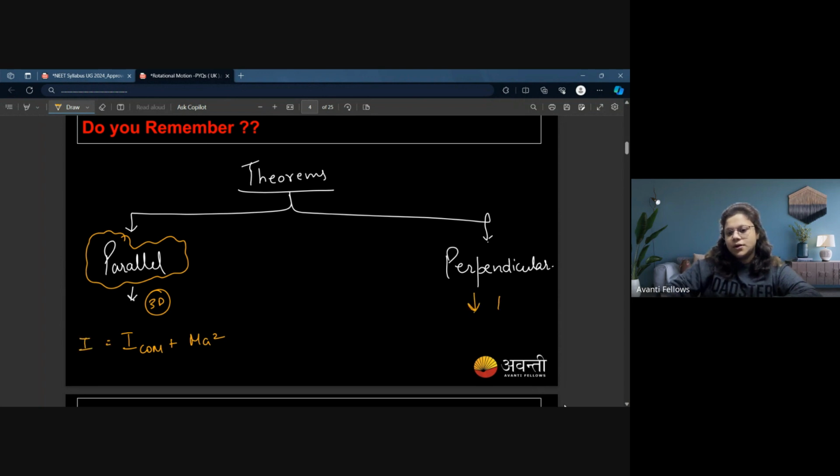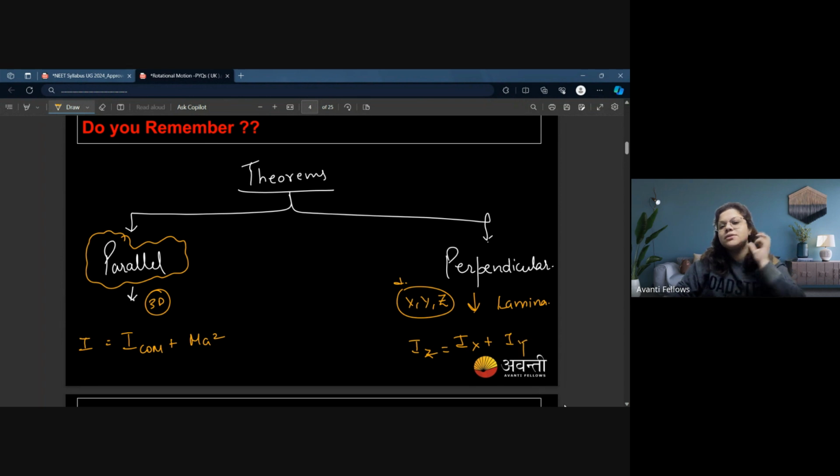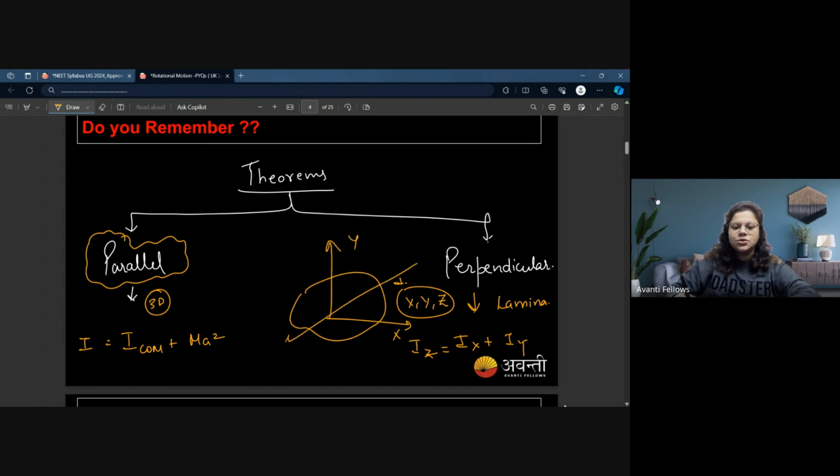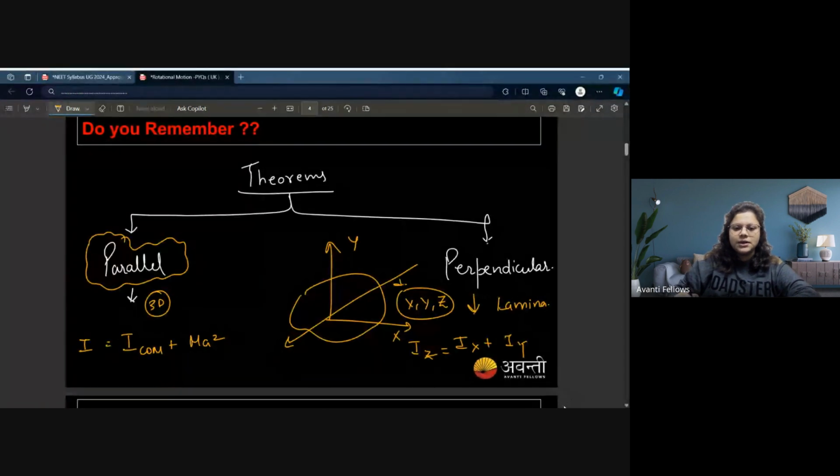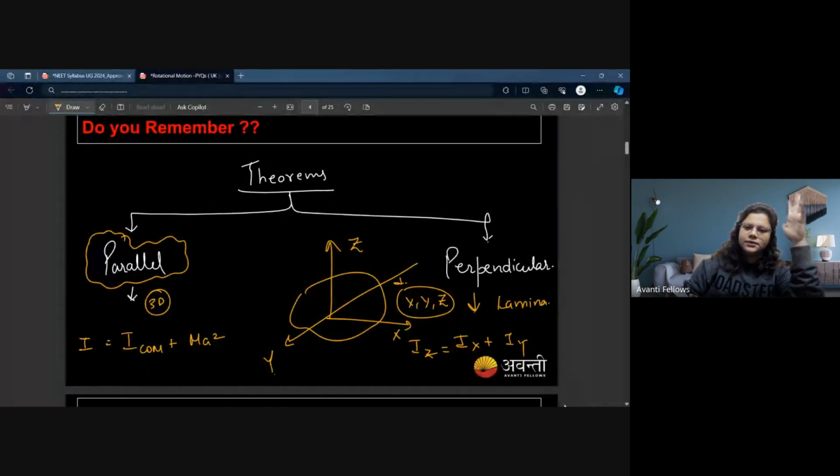Here, that laminar structure, X, Y, Z are supposed to be perpendicular to each other, and IZ should not lie in the plane of the body. IX and IY, basically the X axis and Y axis, should be in the plane of the body. I should draw a body and I will write this is X, this is Y. The Z should be like this. That's how we design these theorems.